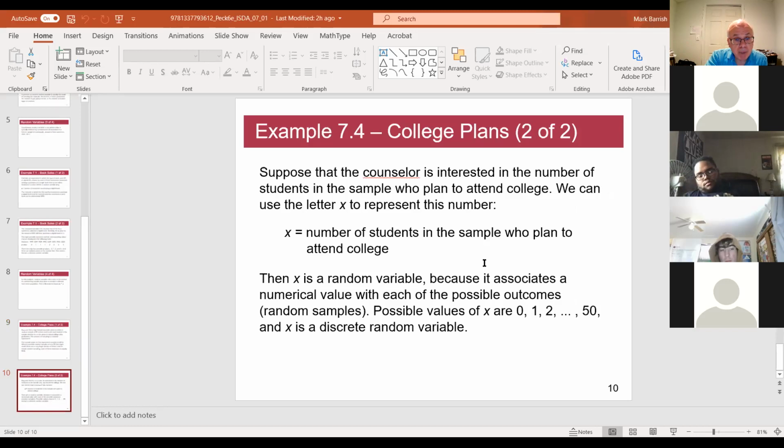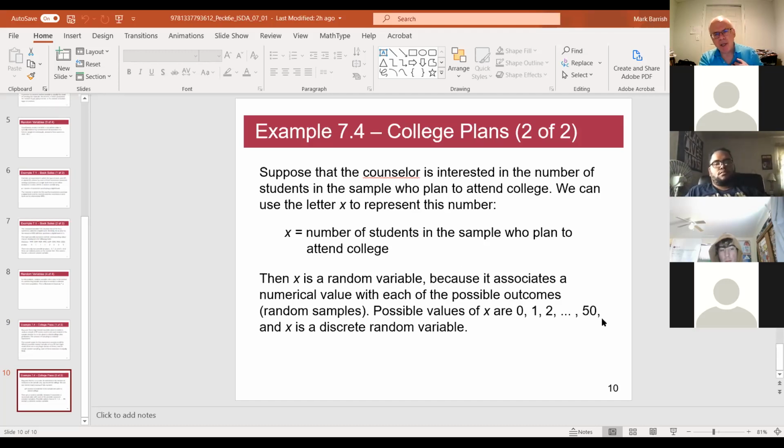And for a simple random sample, each of these outcomes is equally likely. All right. So you might want to count the number of students in the sample who plan to attend college. Well, there's 50 people in the study. So it's possible all 50 of them say, no, I'm not going to attend college. So 0 is the smallest value for this random variable. And then it goes all the way up to 50, right? It's possible that all 50 of them say yes. Does that make sense? So this random variable, the number of students in the sample who plan to attend college, could go from 0 up to 50.